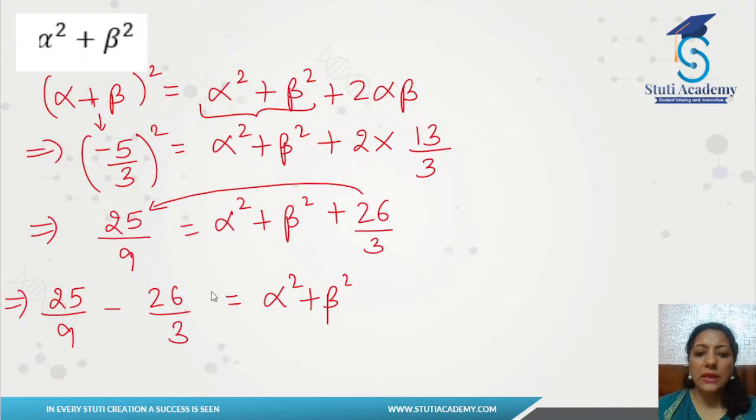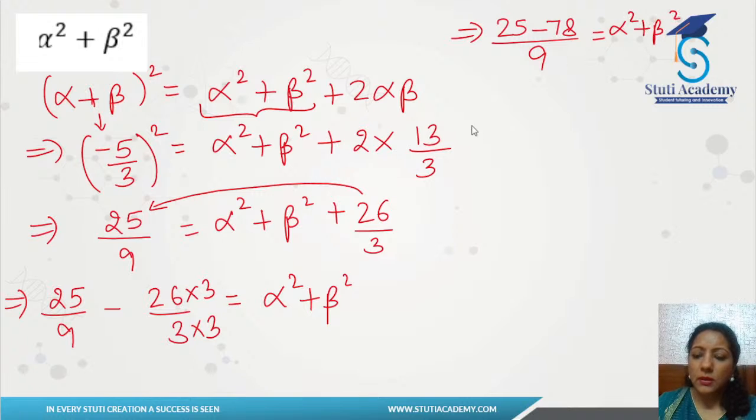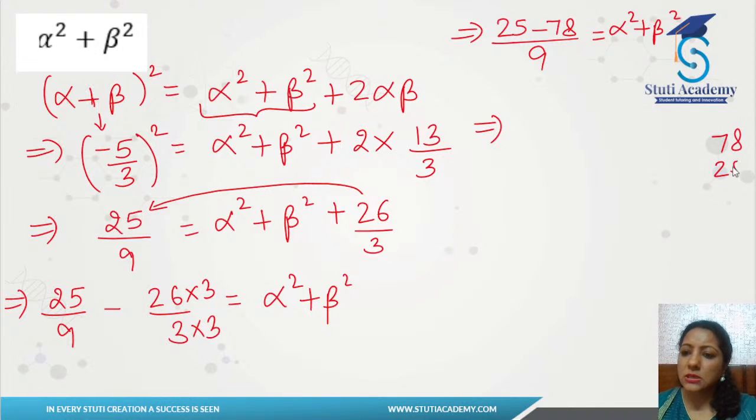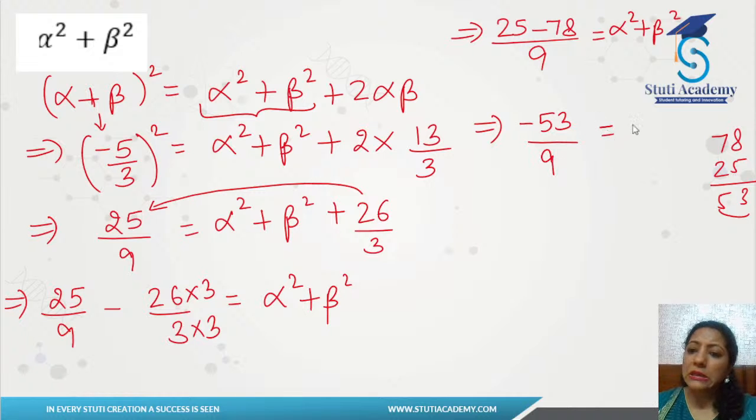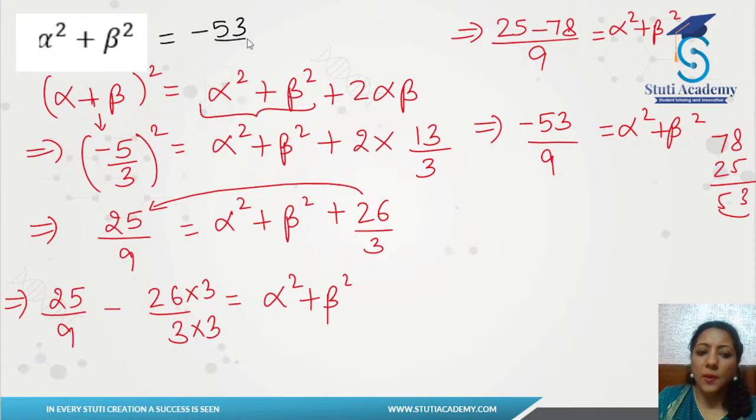In the next step, we are going to take the LCM. So we will take the LCM as 9 here. So we'll get 25 minus 78 over 9. In order to make this 9, we'll multiply this by 3. This also we'll multiply by 3. So this is alpha square plus beta square. Now in the next step, we have to find the difference of 78 and 25. Let us see how much is that. So we'll get here 3 and then 53. So it's minus 53. Actually, we have 25 minus 78, so it's minus 53 over 9. That is alpha square plus beta square. Finally, we have got this alpha square plus beta square as minus 53 upon 9.